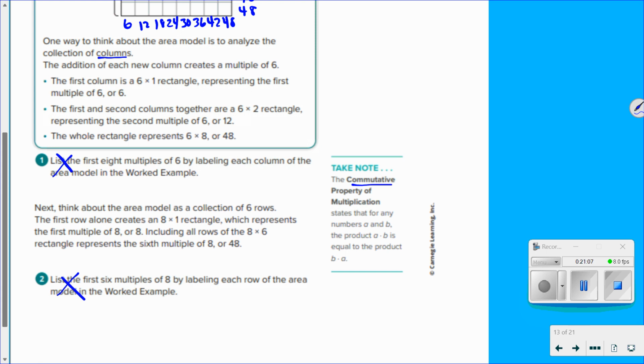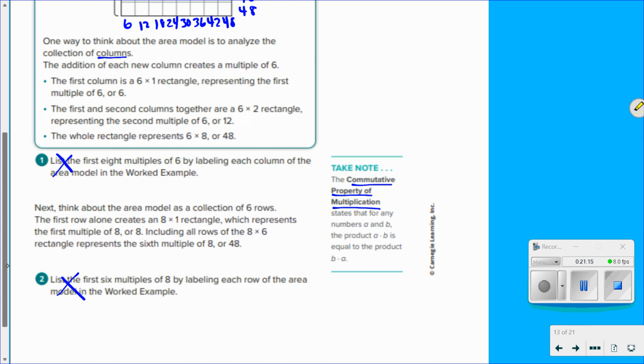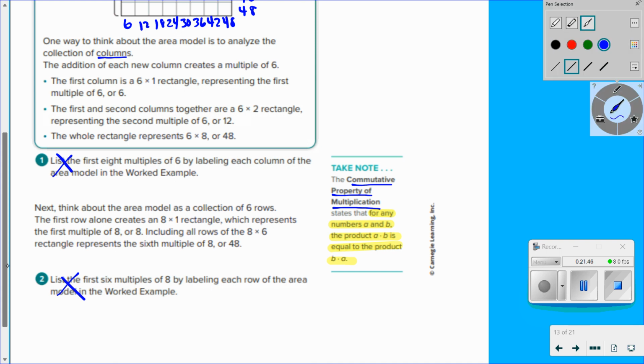It's the commutative property of multiplication. Again, pull out your highlighters or marking pens. The commutative property of multiplication states that for any numbers a and b, the product a times b is equal to the product b times a. Or to give you an example, what's 2 times 6? 12. What's 6 times 2? 12. Did it matter what order I did it in? No, that's what the commutative property says. If I'm multiplying, I don't care what order you go, you're going to get the same answer. Okay? So we will actually use that concept later on to help make our math a little bit easier.